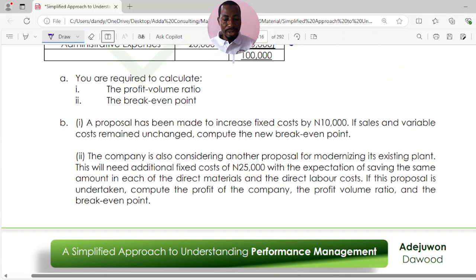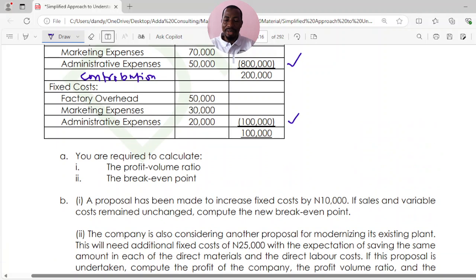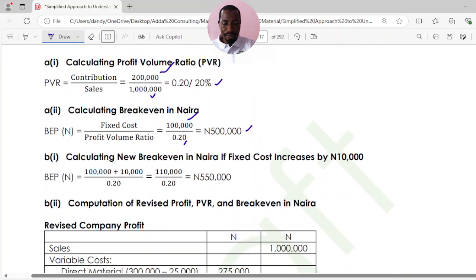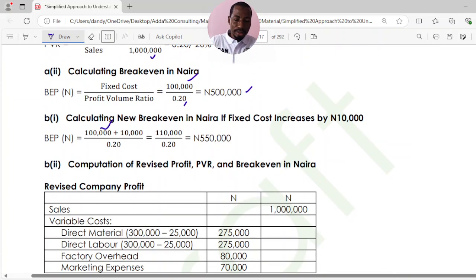Then I will go to number B. Number B1, you are told that a proposal has been made to increase fixed cost by 10,000 naira. If sales and variable costs remain unchanged, compute the new break-even point. Our current total fixed cost is 100,000 naira. So if fixed cost increases by 10,000, that will be 110,000. That is 100,000 plus 10,000. 110,000 divided by PVR of 0.2 will give us 550,000. So 110 divided by 0.2, that's 550,000.